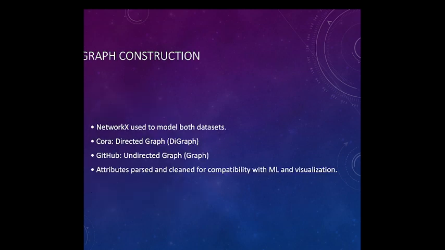The Cora network was modeled as a directed graph since citations flow one way, and the GitHub network was modeled as undirected because follower relationships are mutual. We also cleaned and standardized the data so it could be used for machine learning and visualizations.